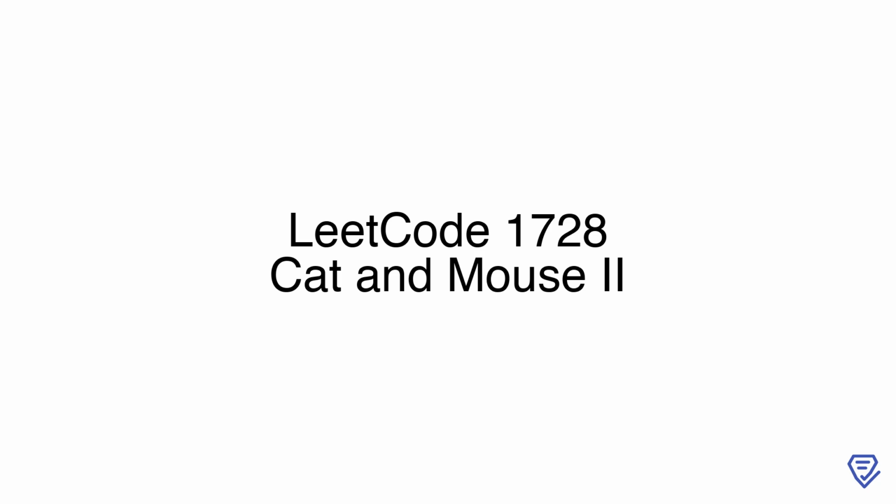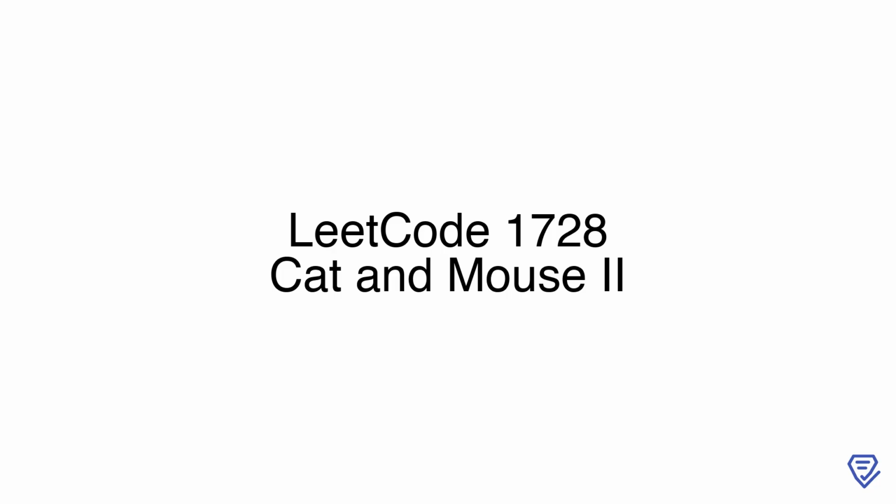Welcome to this problem walkthrough. Today, we're diving into LeetCode problem number 1728, Cat and Mouse 2. This is an exciting and challenging problem that involves simulating a strategic game on a grid between a cat and a mouse. We'll explore the problem requirements and step through the solution together.